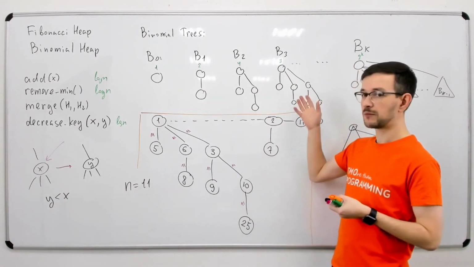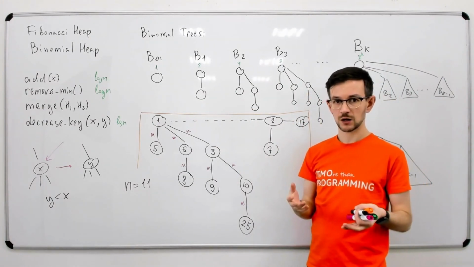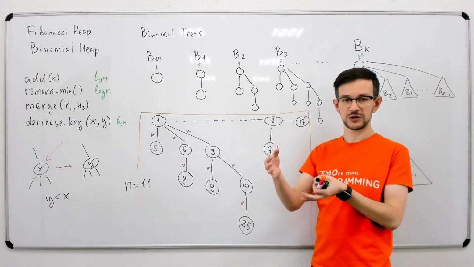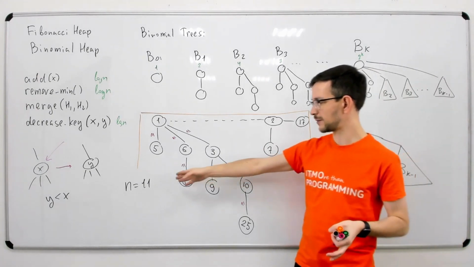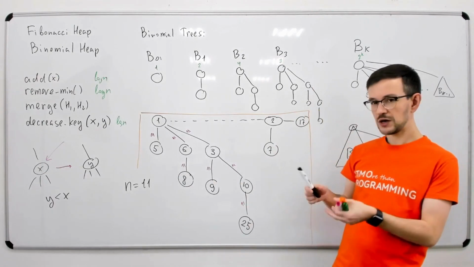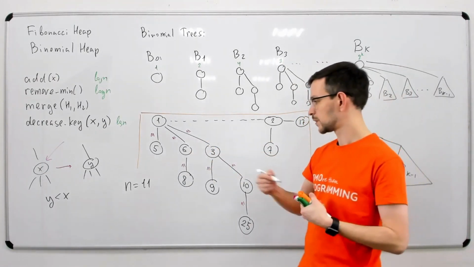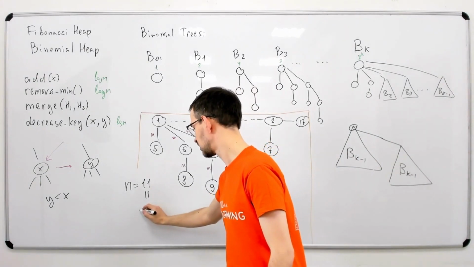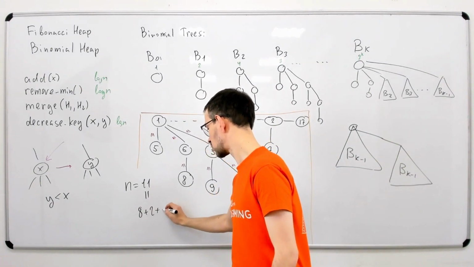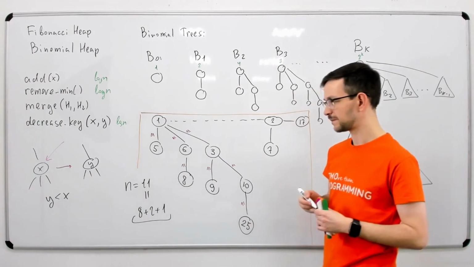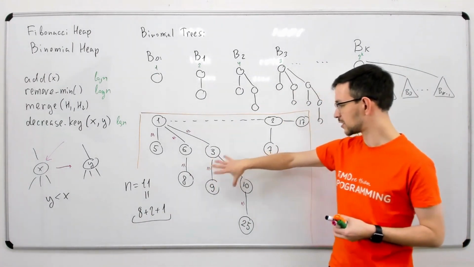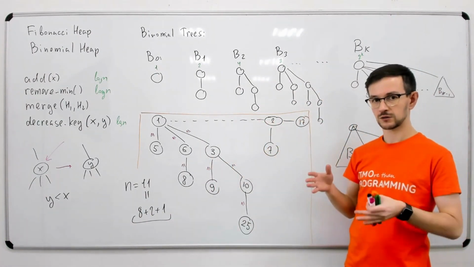And because the number of elements is always 2 in power of k, sometimes we need several trees. So if we have 11 elements, we need several trees because the size of each tree is a power of 2. So we need to split this 11 into 8 plus 2 plus 1, and put 8 elements here, 2 elements here, and 1 element here.